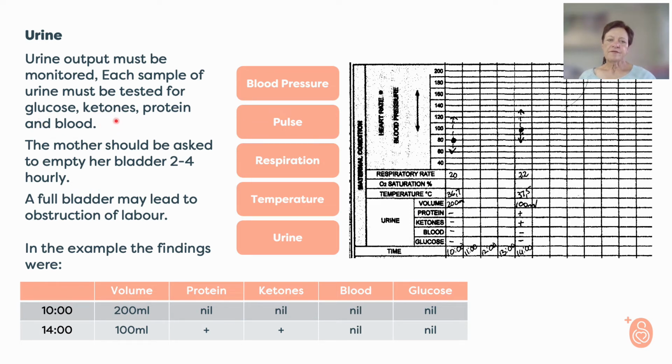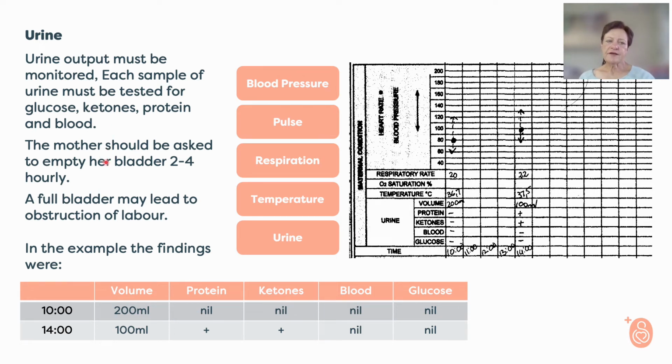Blood might also be from the show, if it's not a lot of blood. If there's blood, proper hematuria, blood in the urine, it might be an indication of a uterine rupture, or it might also be an indication of obstructed labor, especially in prolonged labor. We get that the bladder gets damaged because of all these contractions and pressure on the bladder, and we might get blood in the urine.